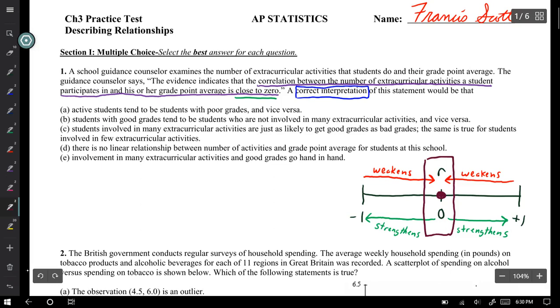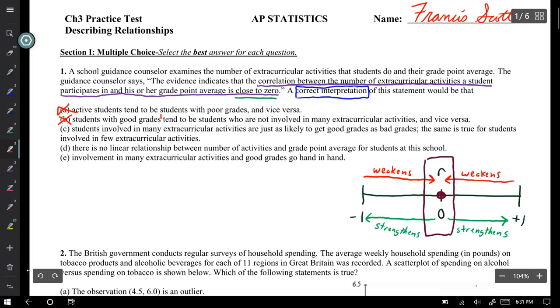Active students tend to be students with poor grades and vice versa. If I mark this, active students, so the more activities they're involved in, the worse their grades. So as one increases, the other decreases. That sounds like a negative correlation, so I don't like that one. Students with good grades tend to be students who are not involved in extracurricular activities. That almost sounds like the one above. If they have good grades, that's positive, then they are not involved in extracurricular. So that looks like a negative correlation as well. I don't like that one.